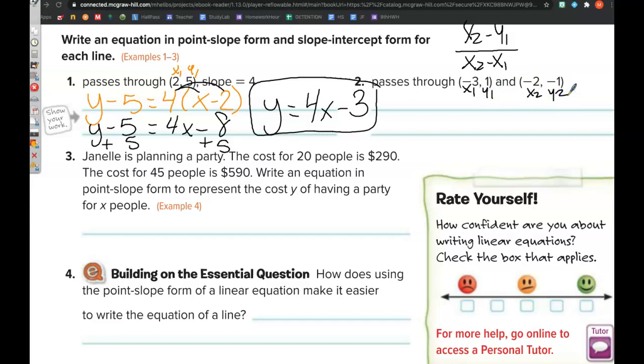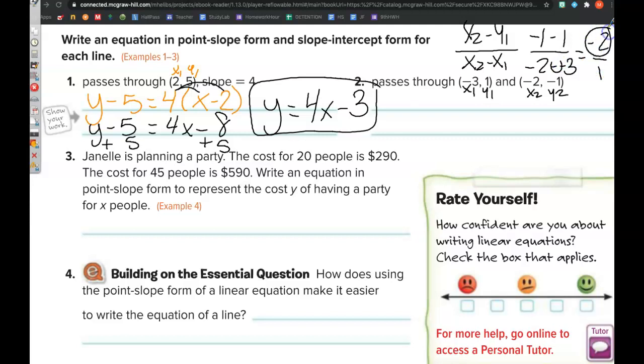So when I substitute, what's y2? -1 minus y1 over x2, -2, minus x1, -3. So -1 minus 1 is -2. -2 plus 3 is 1. So my slope is -2.